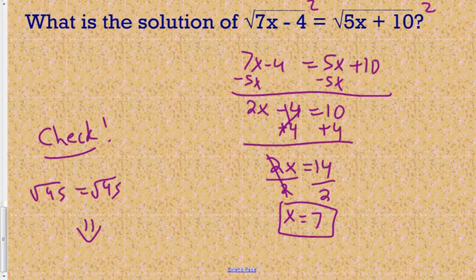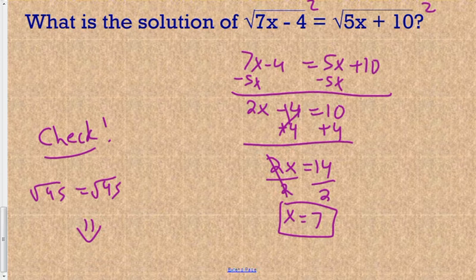All right, so with this one, I ended up squaring both sides right away to get rid of those radicals, since there's only radicals on each side. And then I'm solving it like a regular equation. I got x equals 7. And if I plug 7 back in for both sides, you get the square root of 45 on one side and the square root of 45 on the other. And that means that we're good to go.